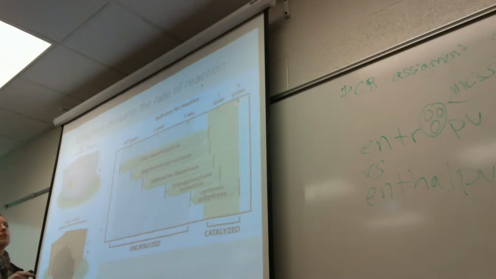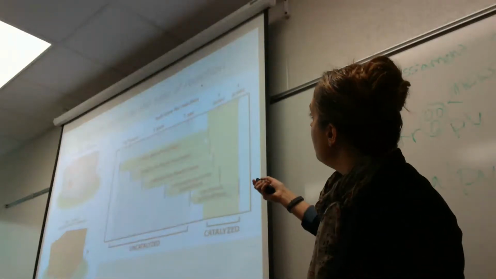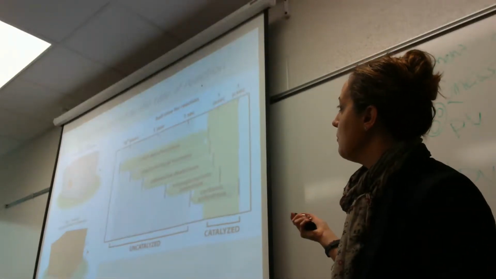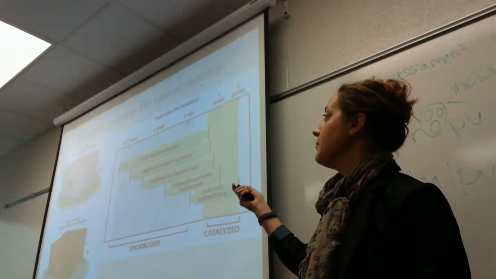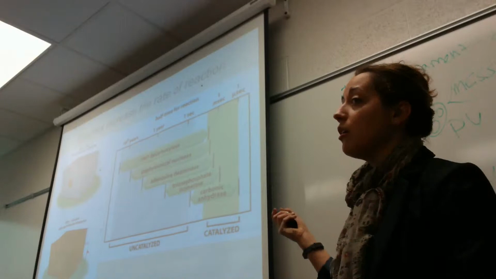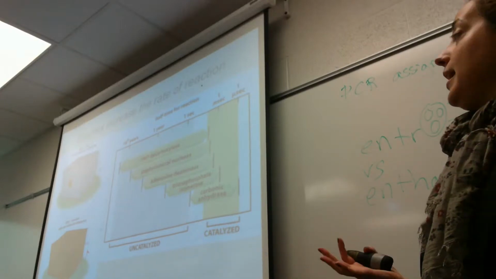But the reaction that this enzyme catalyzes occurs multiple times a second in our bodies because of this enzyme. And this is actually a relatively slow enzyme. This is the slowest one on this chart. So life would really not be possible without enzymes.